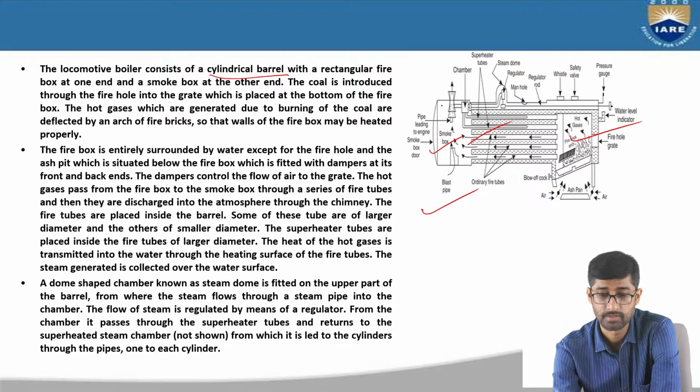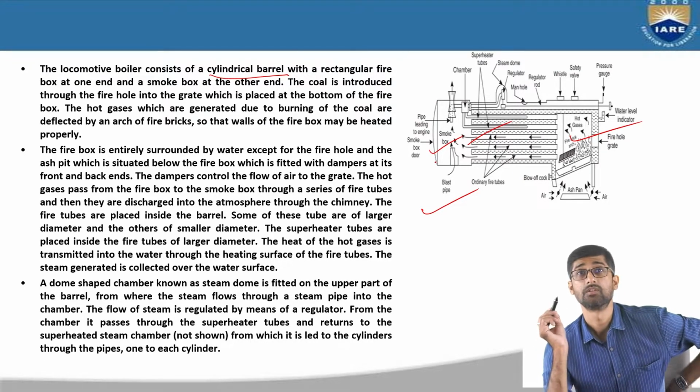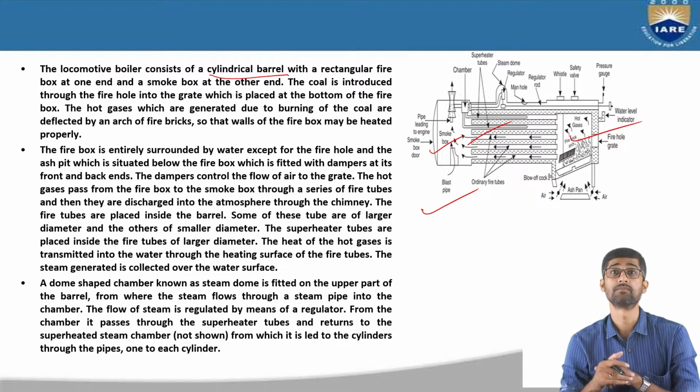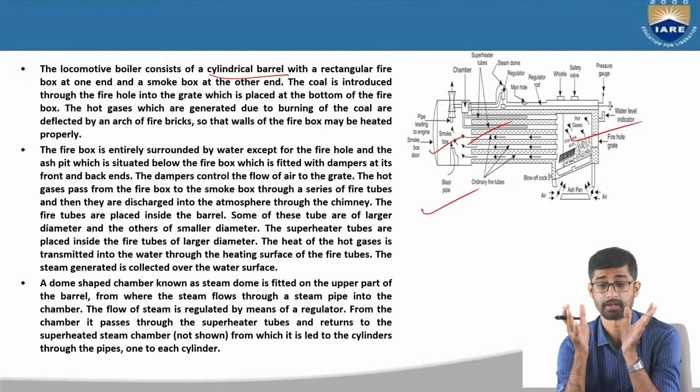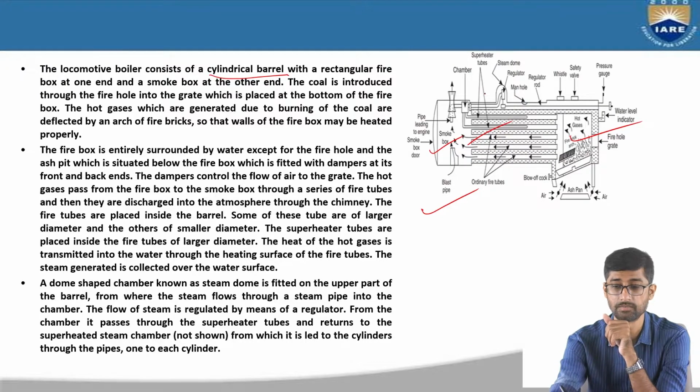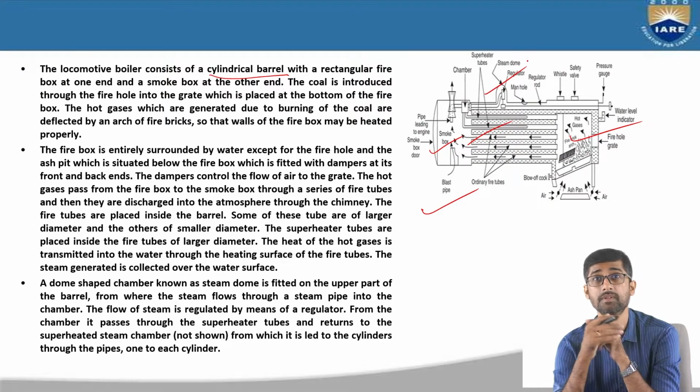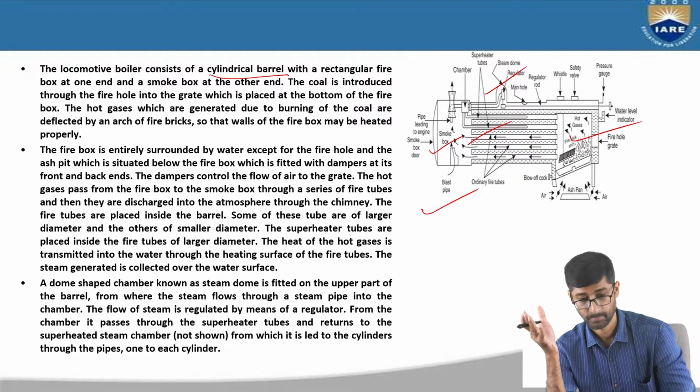If you see, there is a dome shape there, right? Here, the dome-shaped chamber known as the steam dome is fitted on the upper part of the barrel. From there, the steam flows through the steam pipe into the chamber. The flow of steam is regulated by means of a regulator. From the chamber, it passes through the superheater tubes and returns to the superheated steam chamber, from which it is led to the cylinders through pipes, one to each cylinder.